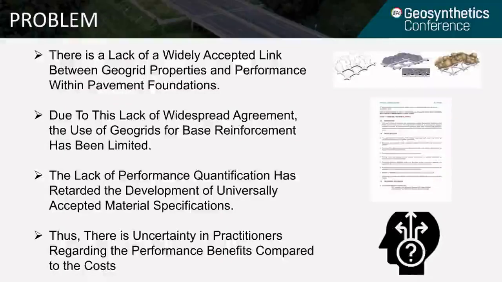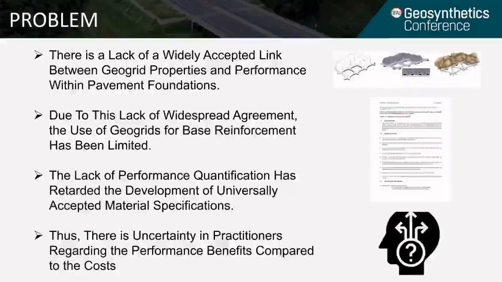In the pavements community, there is a lack of a widely accepted link between geogrid properties and performance within pavement foundations. Due to this lack of widespread agreement, the use of geogrids for base reinforcement has been limited. The lack of performance quantification has retarded the development of universally accepted material specifications, and this lack of specifications has created uncertainty in practitioners regarding the performance benefits compared to the costs of the geogrid products.